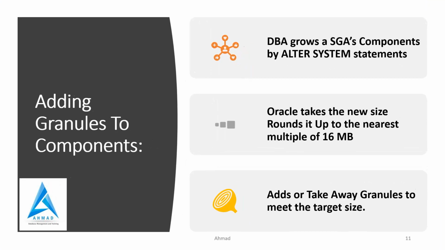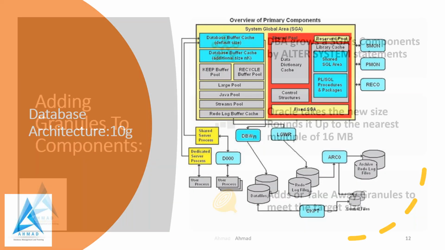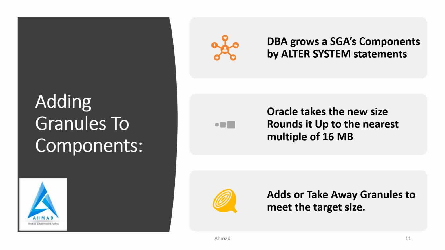The DBA can grow a component with ALTER SYSTEM statements, and Oracle rounds the new sizes up to the nearest multiple of the granule size, for example 16 MB. Suppose your granule size is 16 MB, then it will round up to a multiple of 16 MB. So you can add granules to meet the target size.